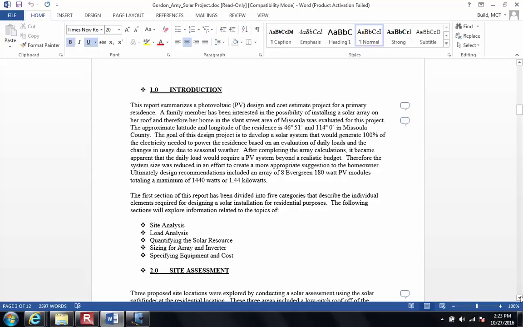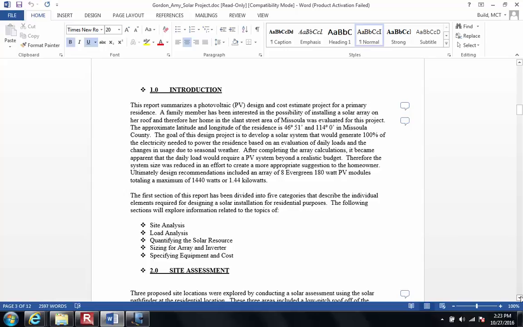They want 100% of the electricity needed to power the residence based on an evaluation of daily loads and changes in usage due to seasonal weather. So it's going to be a combination of both changes in demand and also changes in the output of the solar array. And because they're working on a budget, there you go. After completing the array calculations, it became apparent the size of the daily load would require a PV system beyond a realistic budget. Which is exactly what Gary has run into in looking at his system. The system would have to be so large to provide 100% that it just was not realistic.